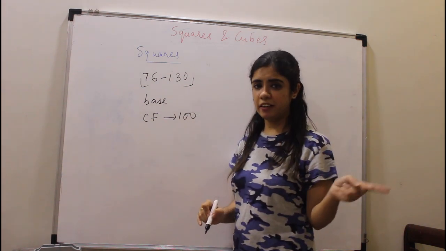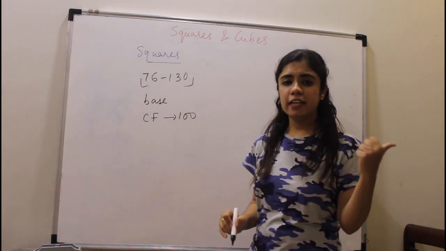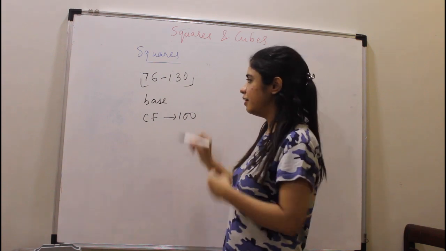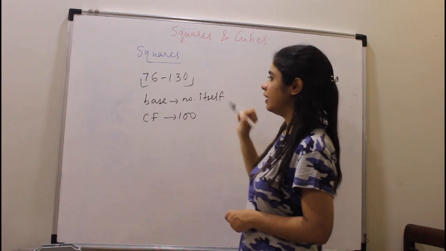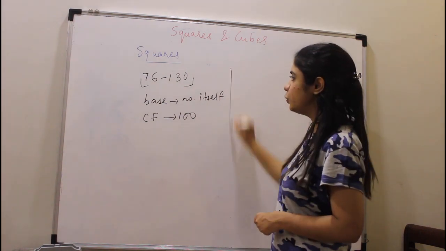वहाँ पे 50 था, यहाँ पे 100 है. There the base was 25. Here the base is the number itself. It is the number itself. Now ये use कैसे करना है?